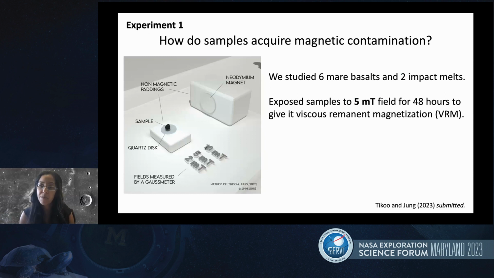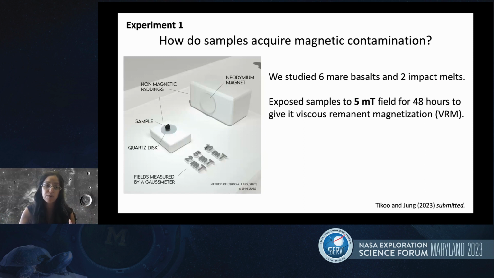So we studied 6 mare basalt samples and 2 impact melt samples, and we exposed them to a 5 millitesla field for 48 hours to give them what's called a viscous remnant magnetization. And the way we did this was we placed the sample close to a neodymium magnet and were able to expose it to this controlled field intensity.